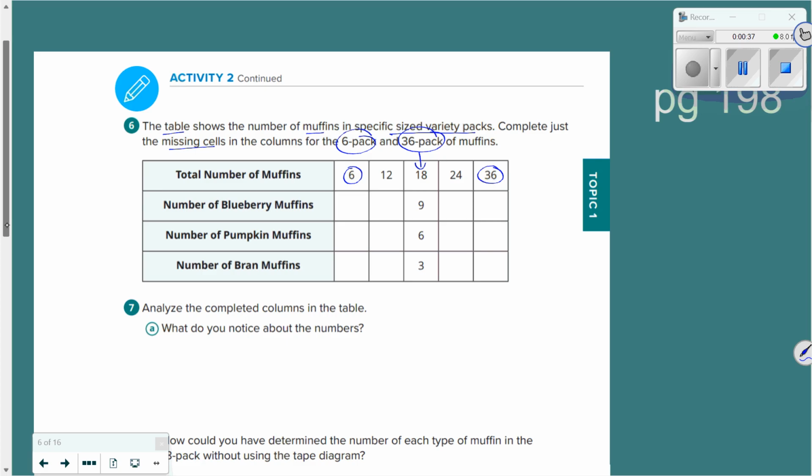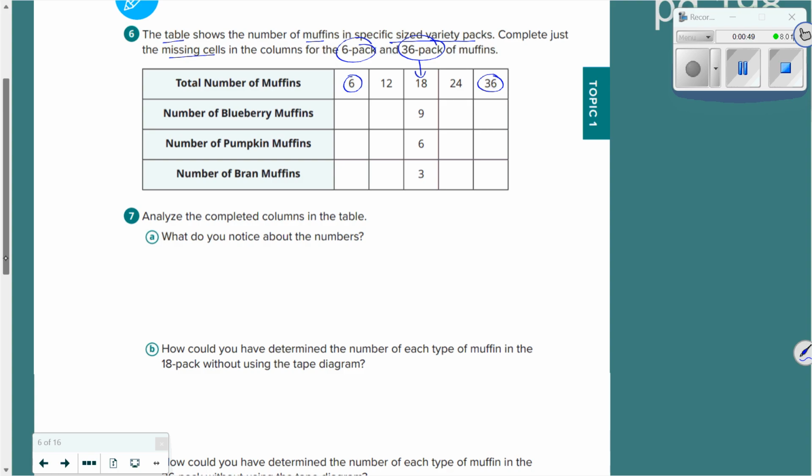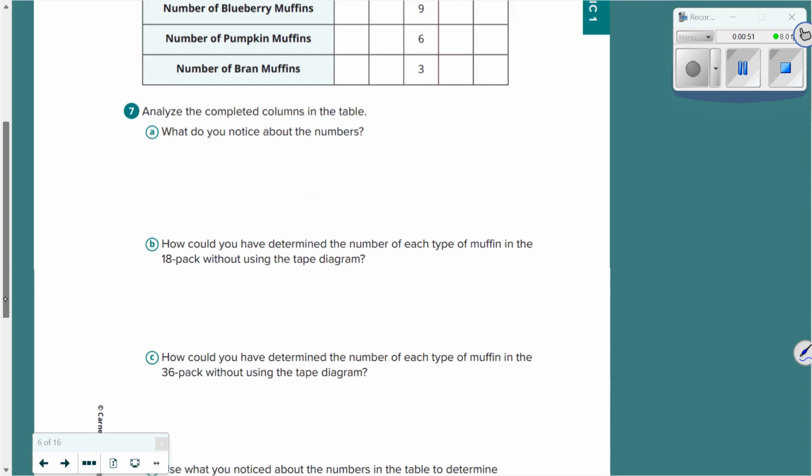199. Okay. Yeah, sorry, Mr. Candace labeled this one, so it's on page 199. We need you guys to finish off the 6 and the 36. And then I want you to answer 7, A, B, and C. We'll give you guys about 4 minutes to do that.